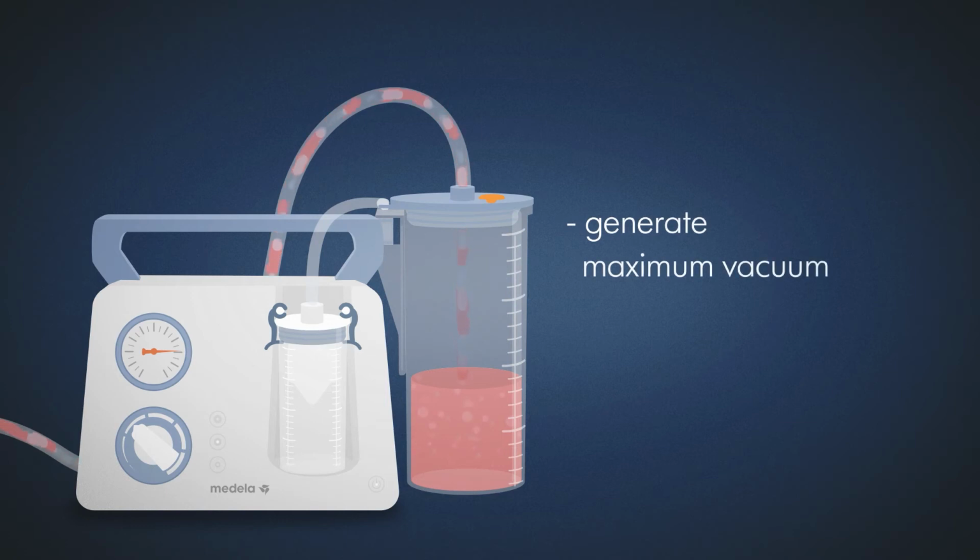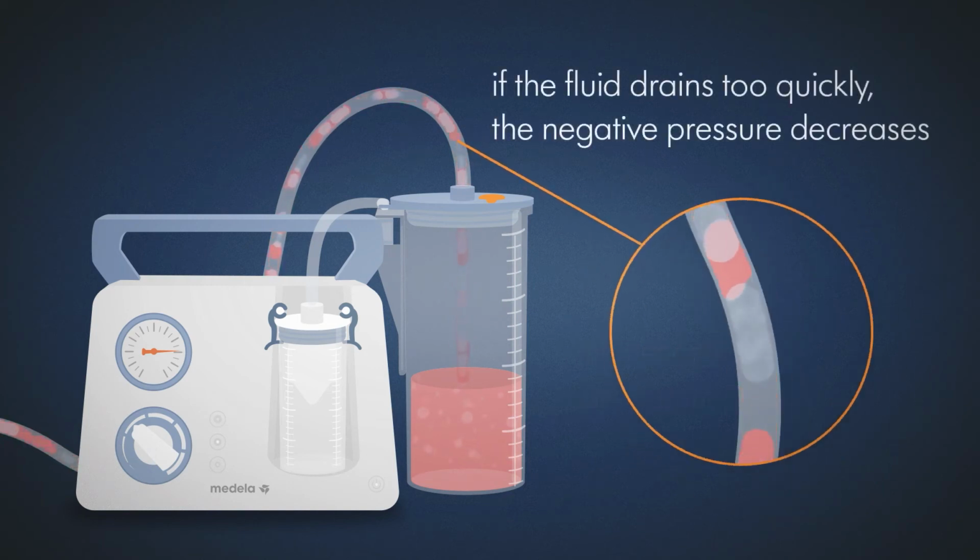A pump can generate a maximum vacuum and transport a maximum volume. If the fluid drains too quickly, the negative pressure decreases and cannot be maintained.